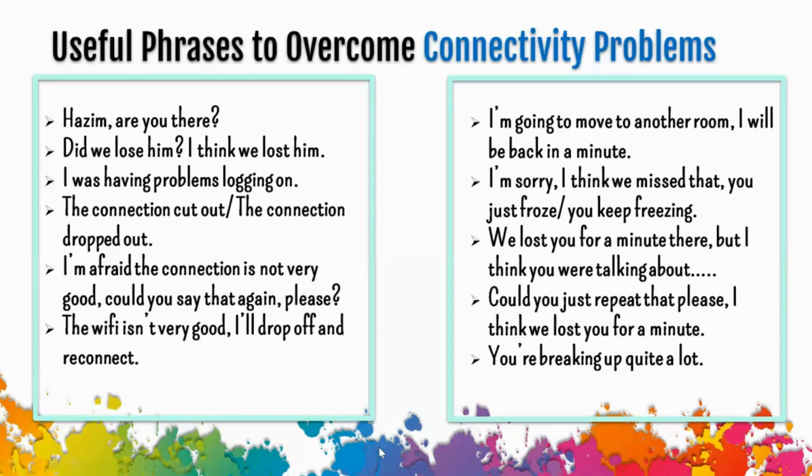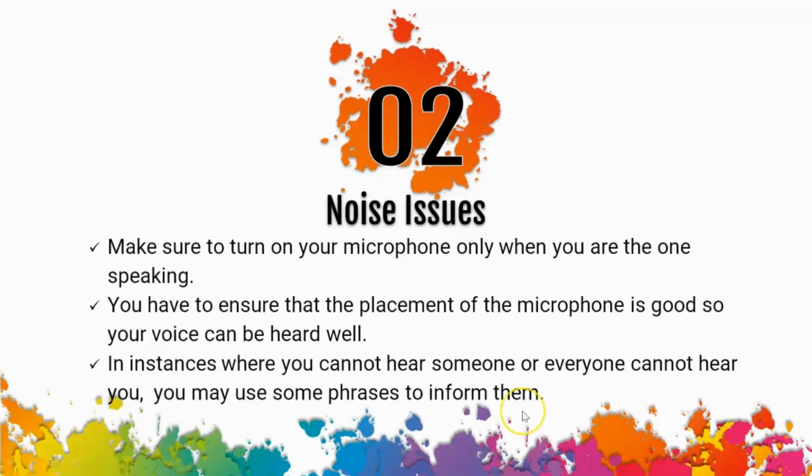Okay, so these phrases are really fun to use, right? Now to the second challenge, which is noise issues. To overcome this problem, the first thing to do is to make sure you turn on your microphone only when you are the one speaking. You have to ensure that the placement of the microphone is good so your voice can be heard well. In instances where you cannot hear someone or everyone cannot hear you, you may use these phrases to inform them.